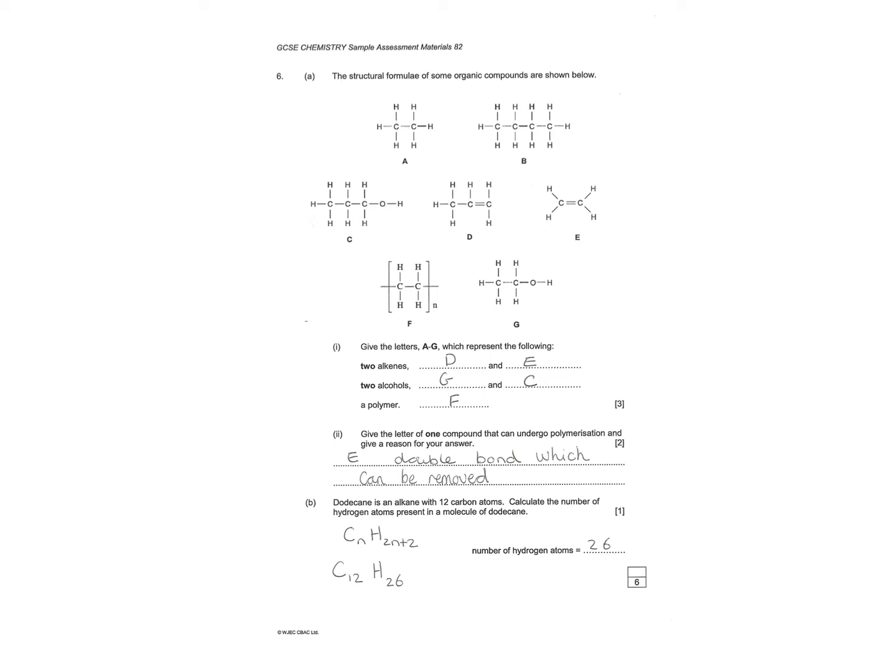And then it says, dodecane is an alkane with 12 carbons. Calculate the number of hydrogen atoms present in a molecule of dodecane. So you use the formula CnH2n+2, so that would be 12. 2 times 12 would be 24, plus 2 would be 26. And that will give you the number of hydrogen atoms.